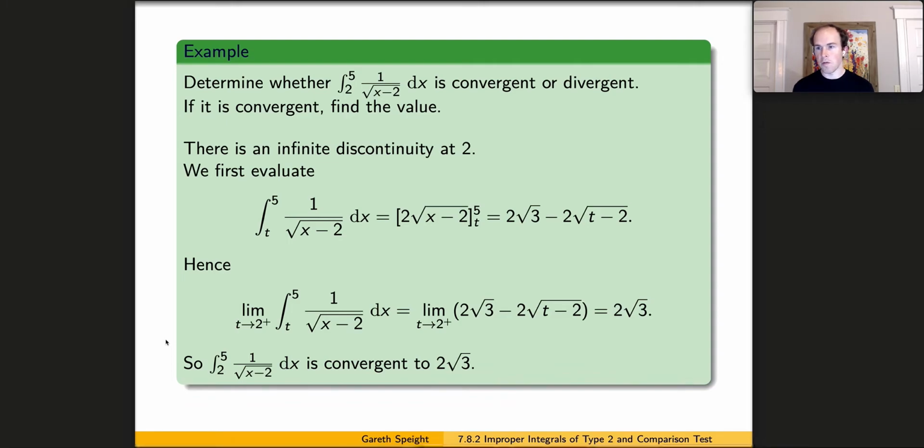Here, the bad point was 2. We replaced 2 by t. We work out the answer in terms of t, and then we let t go to 2. So it just splits improper integrals into two problems that we already know how to do. One, calculating regular old integrals with nothing weird happening in them, and then taking limits, which we also know how to do from Calc 1.